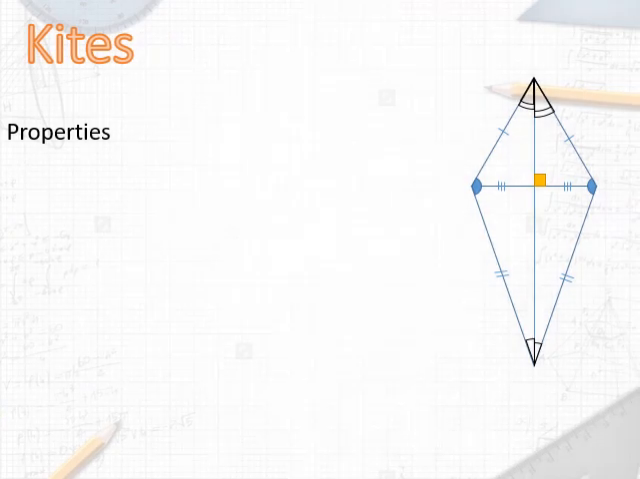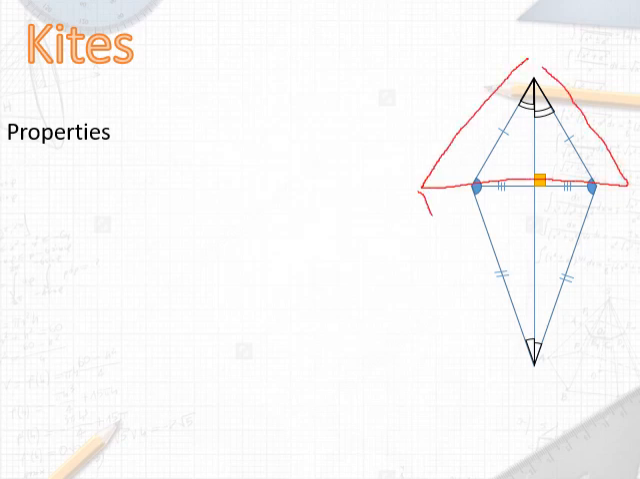All right, so a kite, how we make it, it is going to be almost 2 isosceles triangles back to back. So if we look at the diagram, we're going to have an isosceles triangle up top, and then another one below it. So that's how we get that kite shape.